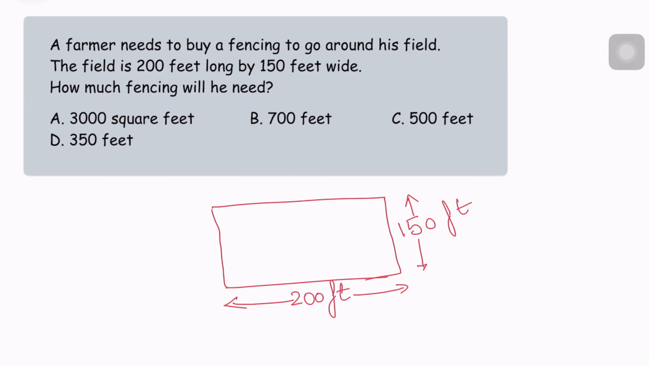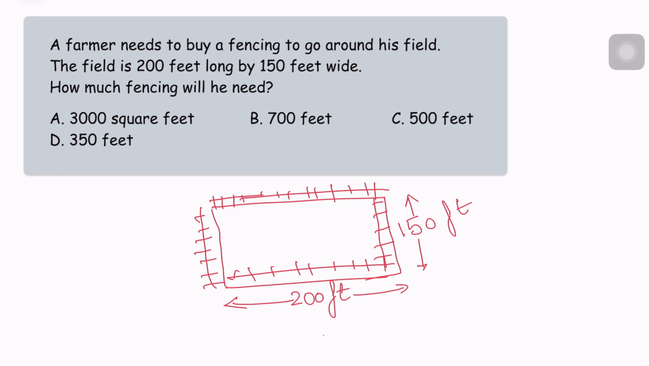Okay, so this is the size of the field, and he needs a fencing. We all know that he wants to go around his field, so he wants fencing here, something like this. Similarly, he wants fencing to cover this side, similarly this side, and in the last he wants to cover his field. So he wants fencing around this field. So clearly it is a question of perimeter.